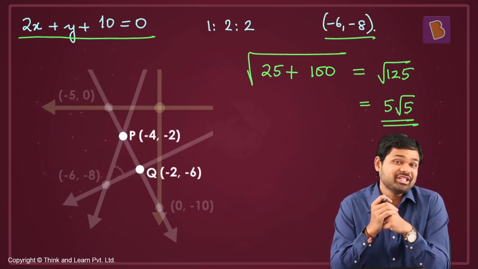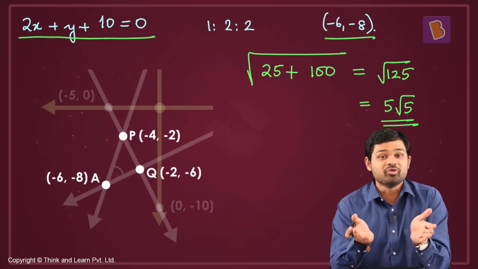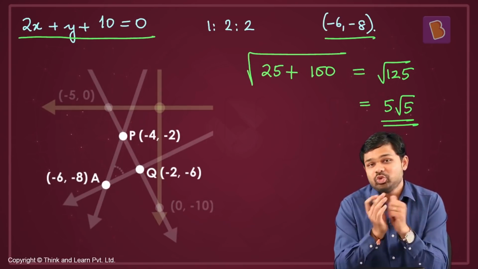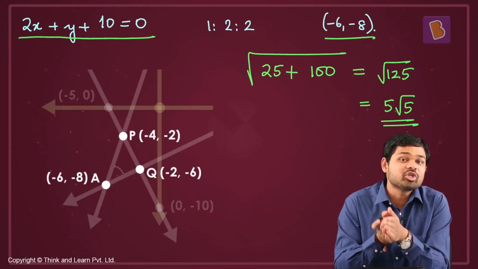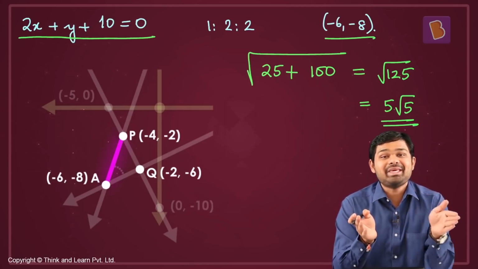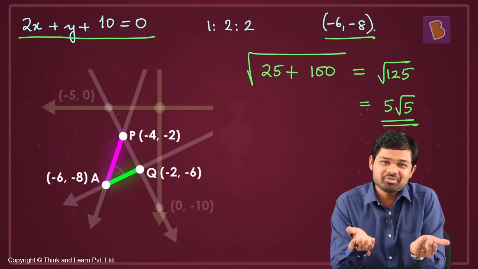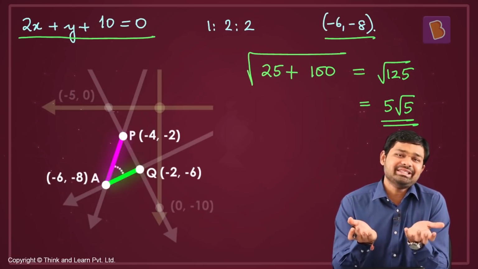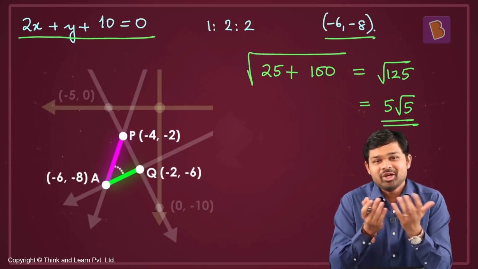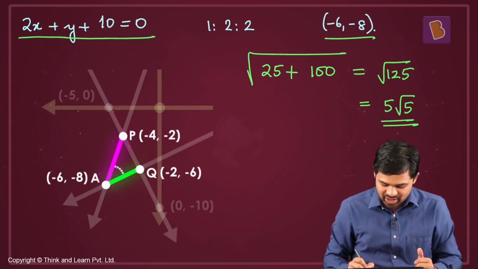I also know the fixed point through which the pair of straight lines are going to move. The pair of straight lines are going to pass through -6, -8, which means that I can easily find out the slope of AP and AQ. If I know the slopes of AP and AQ, can I not find out the angle between them? Pretty easily I can find out what is the angle between them. So that is what is my interest in this question.